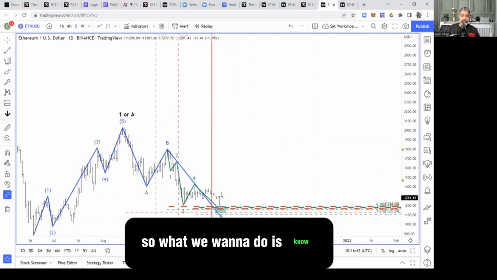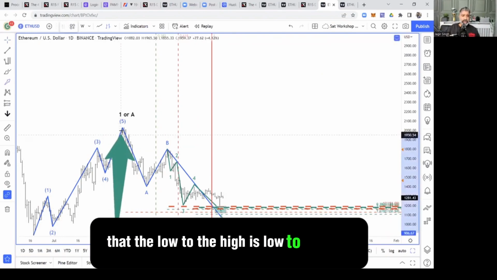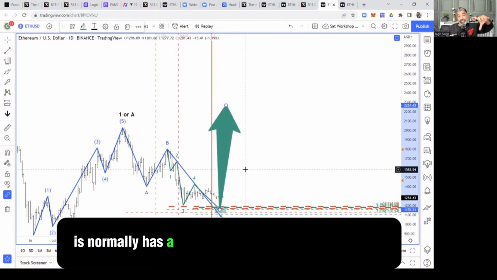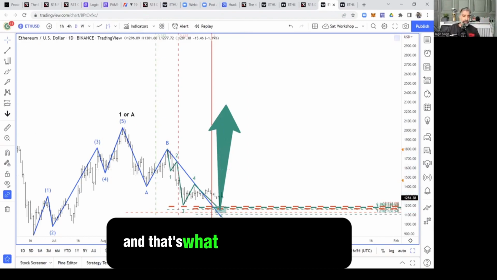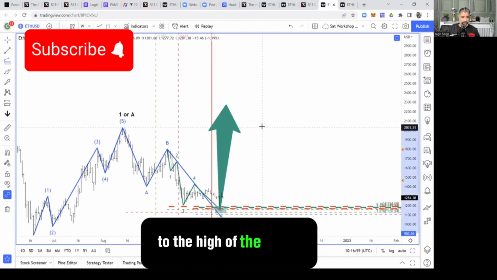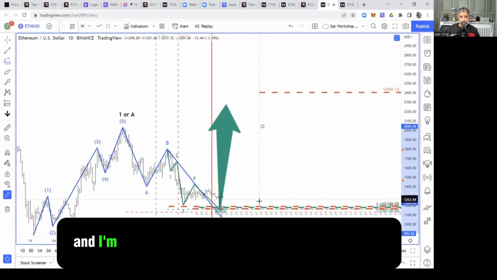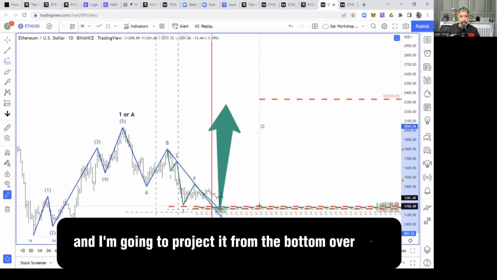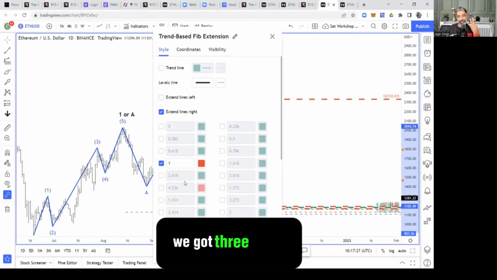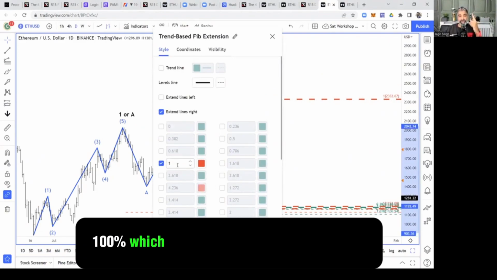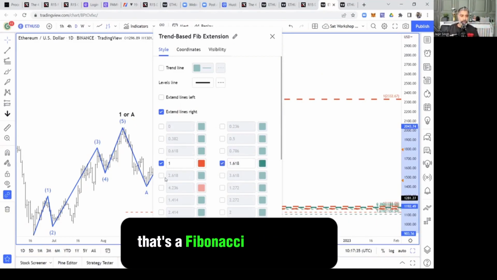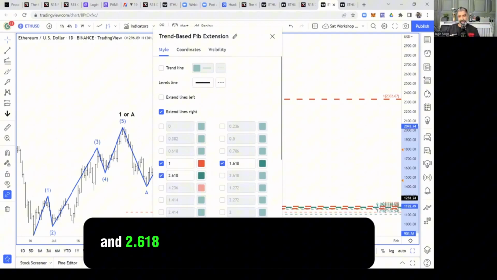So what we want to do is know that the low to the high, this low to the high, the next move to the upside normally has a relationship to the wave 1 or A, right? And that's what we're going to look at. So what I'm going to do, I'm just going to take the low of the wave 1 to the high of the wave 1, and I'm going to project it from the bottom over here. So what we want is the three ratios. What are the three ratios? 100%, which is represented by the number 1. 162%, which is represented by 1.618. That's the Fibonacci golden mean. And 2.618.